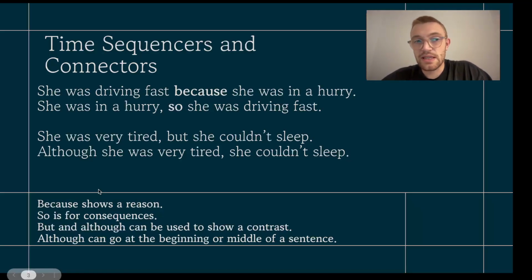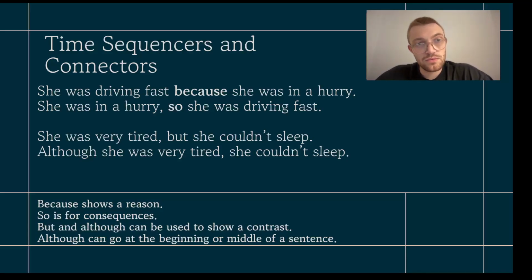It's quite easy peasy. Now, the confusing thing is that we've also got so. So is kind of the opposite version, right? So she was in a hurry, so she was driving fast, right? So the so shows a consequence. The cause comes first, and then the consequence comes after. With because we put the consequence first and then the cause after, right? She was driving fast because she was in a hurry.